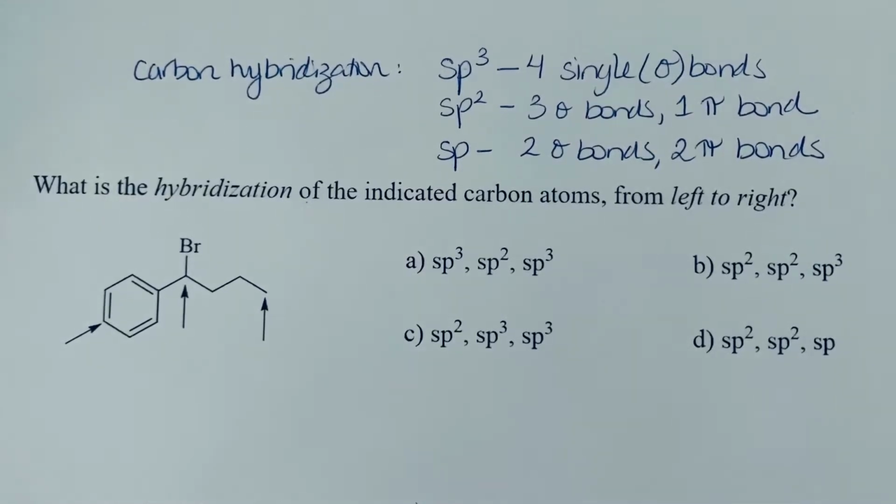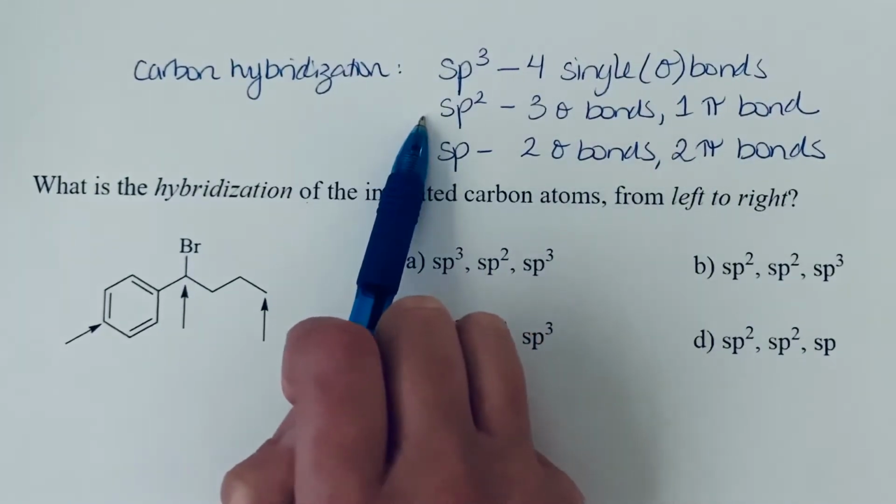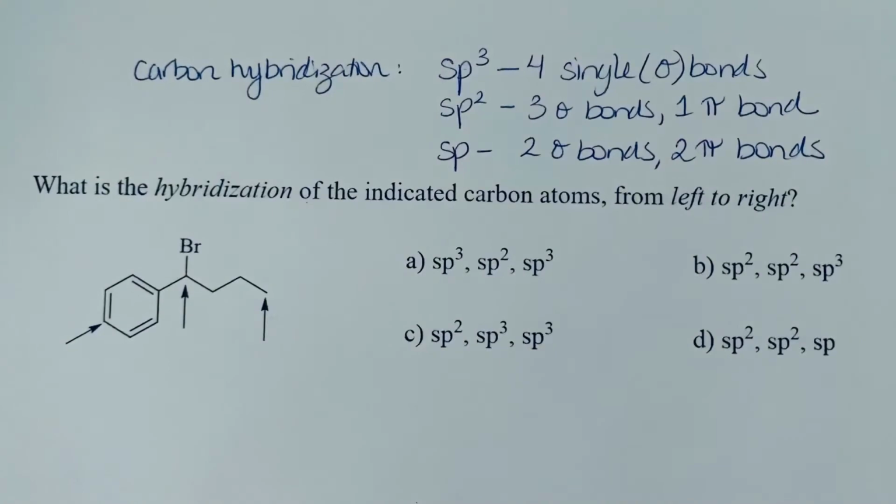What is the hybridization of the indicated carbon atoms from left to right? So hybridization of a carbon can be recognized by examining the bonds that that carbon is forming. So we will see carbons that are sp3 hybridized, carbons that are sp2 hybridized, and carbons that are sp hybridized.